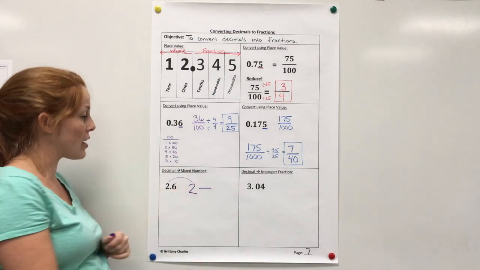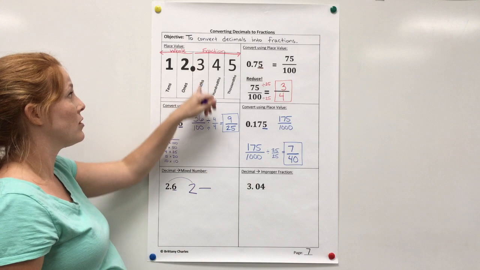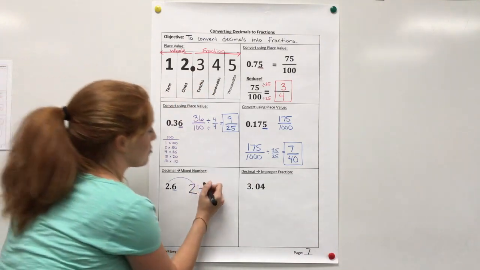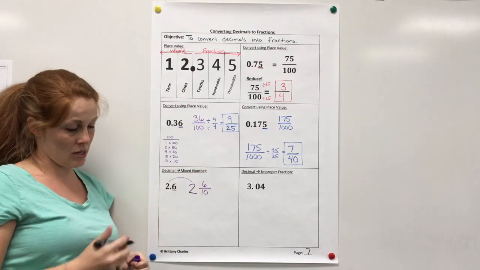Now, for the 6, I look and see what place it is. There's only 1 digit after the decimal, and that's the tenths place. This would be 6/10. Now, I notice I can reduce this.